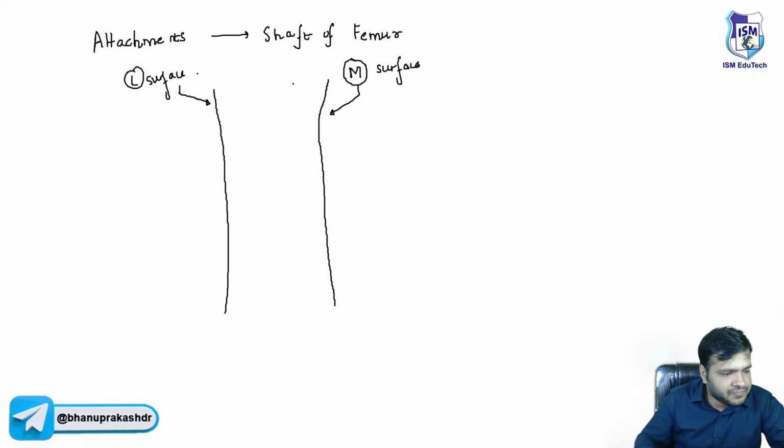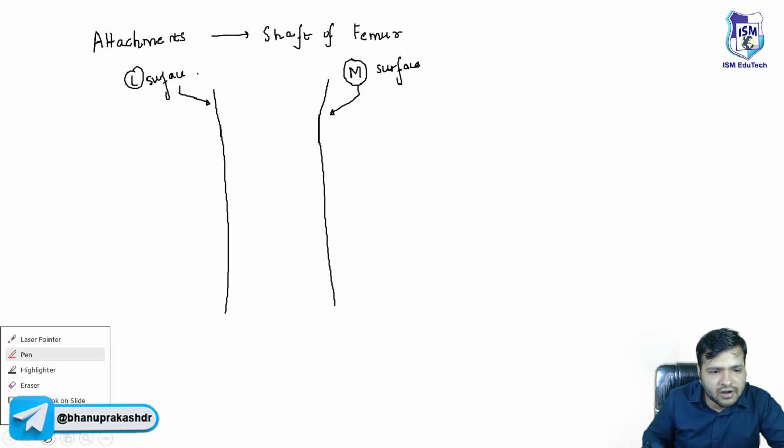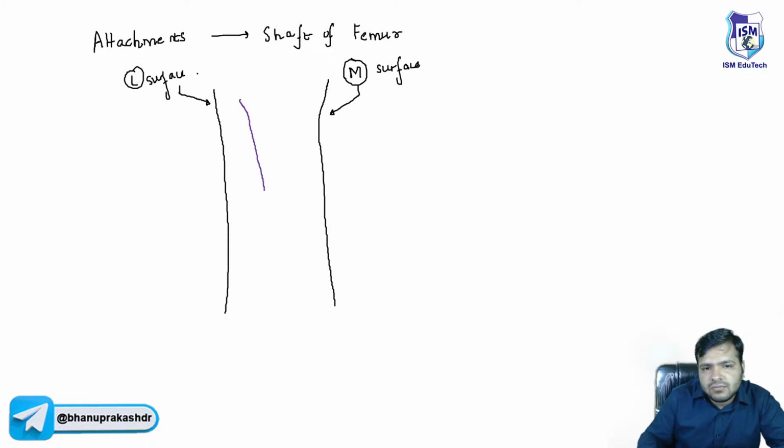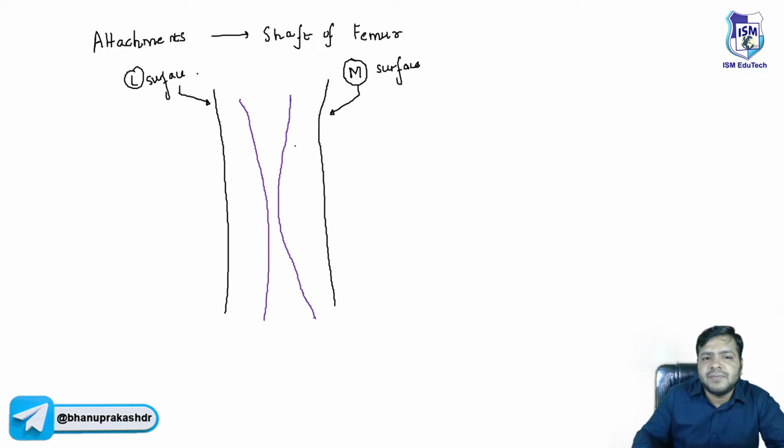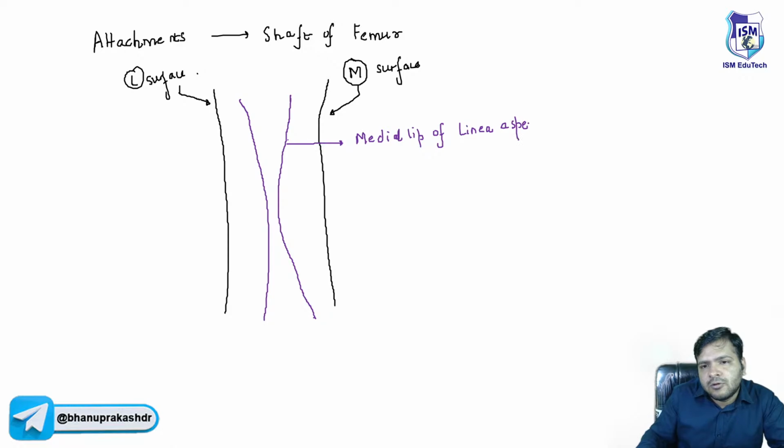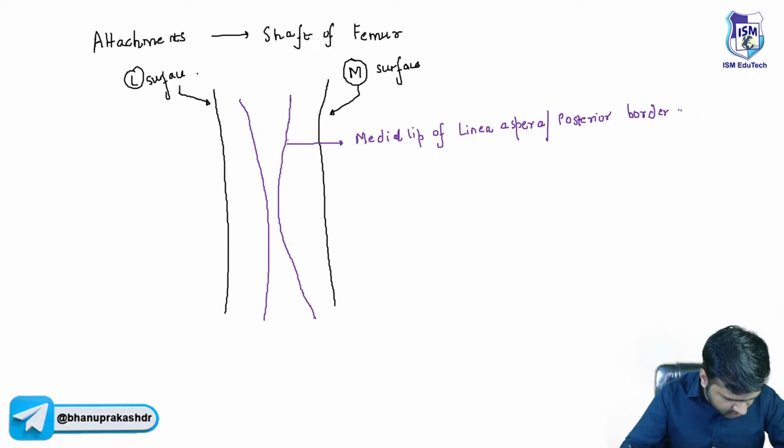और अगर मैं दो बना दूं, you already know that we have this posterior border, which is having two lips, and these lips are like splitting. So this is the medial lip of linea aspera, और linea aspera को ही हम लोग क्या बोलते हैं, posterior border, right? Linea aspera, it is called as the posterior border, right?